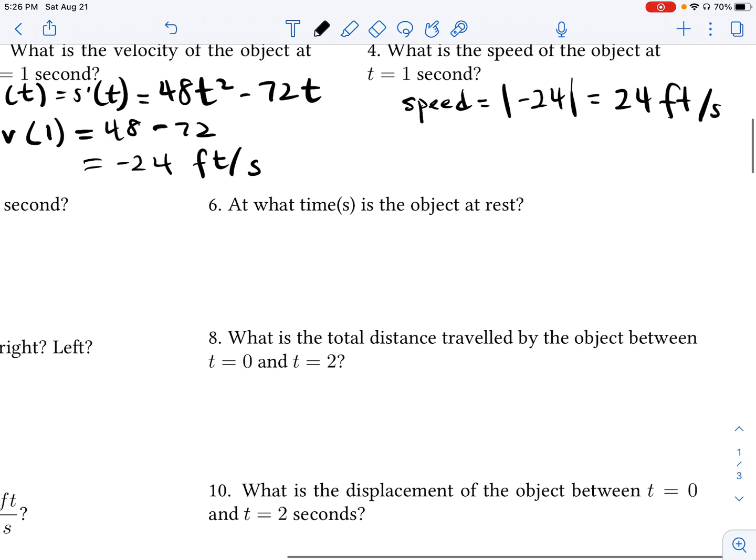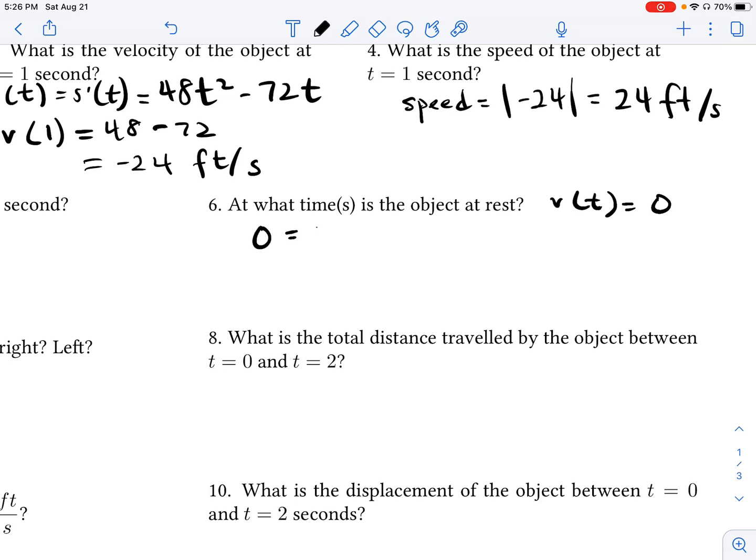Now, moving on to number 6. At what time is the object at rest? Well, ask yourself, when would an object be at rest? An object is at rest when the velocity is equal to 0. So we're going to take our velocity function and we're going to set it equal to 0.